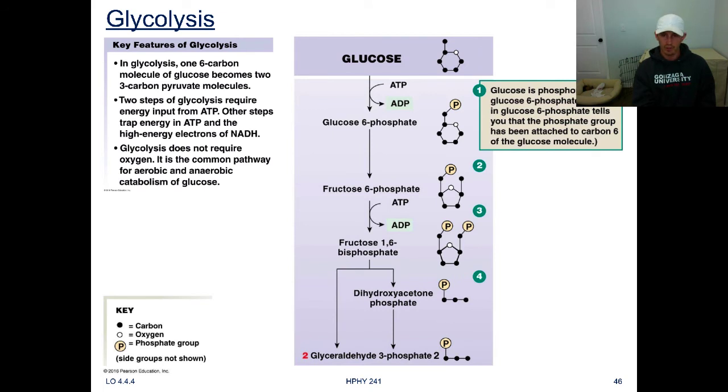So we've got a busy screen here. We're going to walk through the steps of glycolysis, and this is showing the first half of glycolysis, so what I'll call the upper half. Okay, we've got key features up in the left side of the screen. Okay, and then as I go through this, there's going to be step-by-steps, and then there's also a key down here. The black circles are carbon, the white ones are oxygen, and the little p's are the phosphate groups.